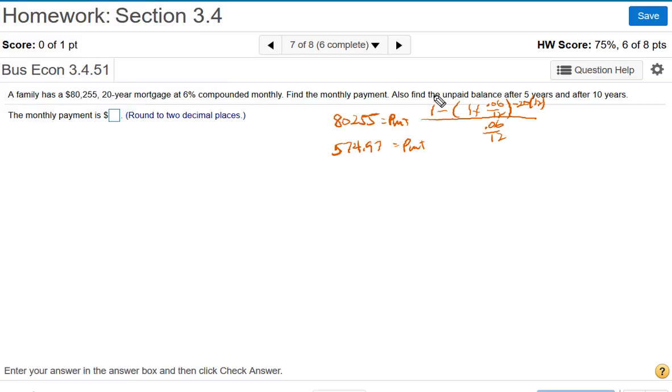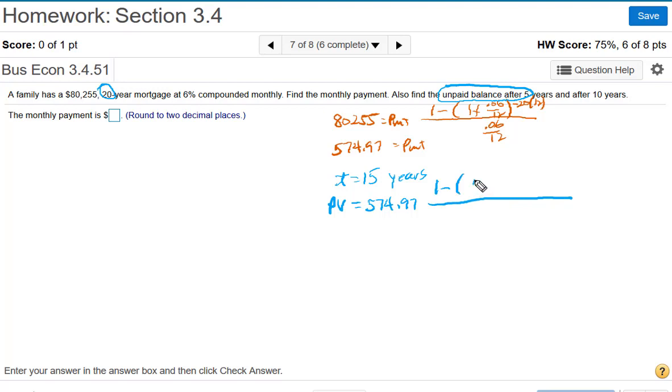Now, to find the unpaid balance after 5 years, since we have a 20-year loan, after 5 years, there will be 15 years remaining on our loan. So we need to use our PV formula with a T equals 15 years. That's the time remaining on the loan. So our formula would go PV equals, now our payment is what we just found for our monthly payment, $574.97, and this is 1 minus, same interest rate, 6% monthly, only this is going to be 15 years monthly.